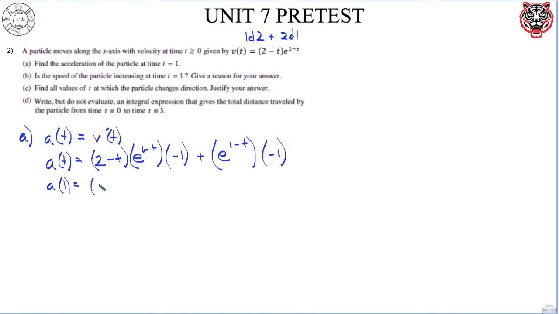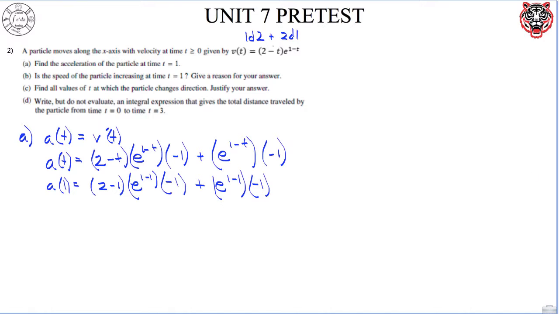When I plug in 1, this is going to be 2 minus 1, which is just 1, e to the 1 minus 1, and that's all times -1, plus e to the 1 minus 1, all of this times -1. Okay, that simplifies a little bit. We need to simplify this in order for this problem. Actually, no, we don't. Not for part A. So that's part A. You get your point just by doing that.